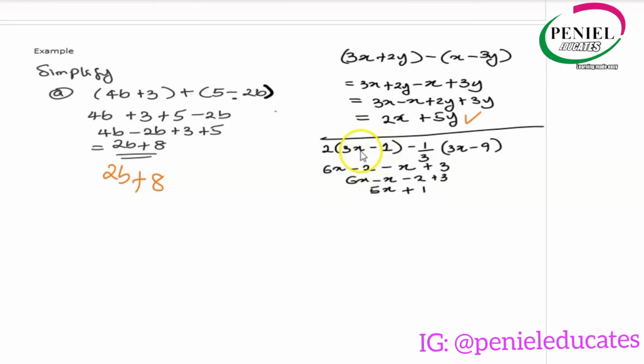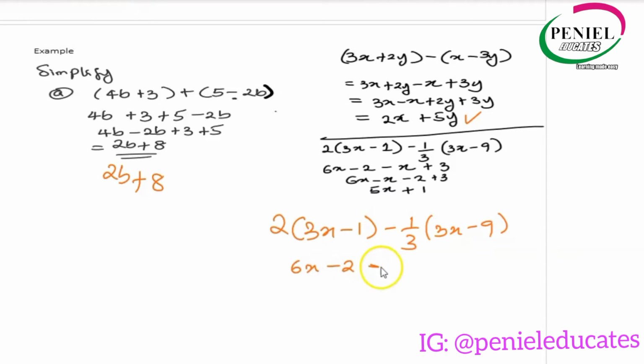All right, so look at other examples. We have 2 into (3x minus 1) minus 1 over 3 into (3x minus 9). If you do the multiplication here, this one will give you 2 times 3x, that is 6x. Then 2 multiplied by minus 1 is minus 2. Then minus, don't forget, this is minus 1 over 3, multiplied by 3x is going to give you a minus x, since the 3 cancels. A minus 1 over 3 multiplied by a minus 9 is going to give you a positive 3.